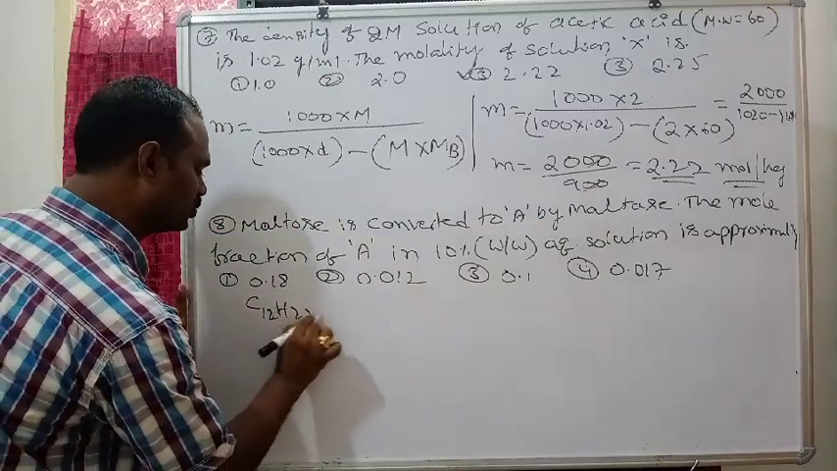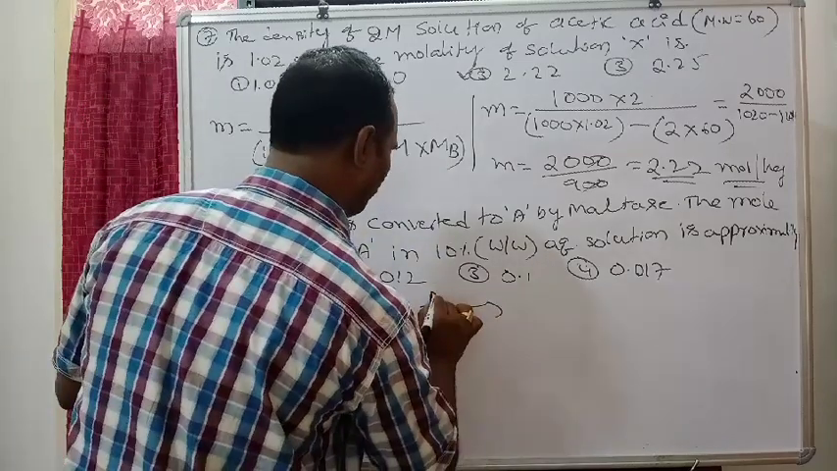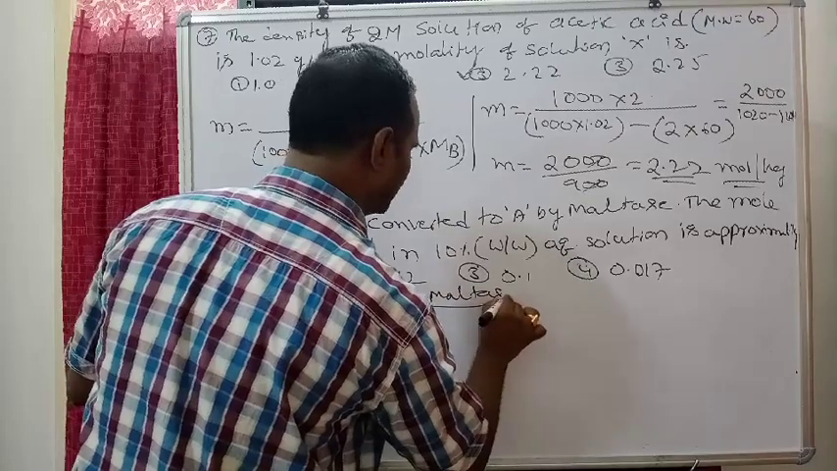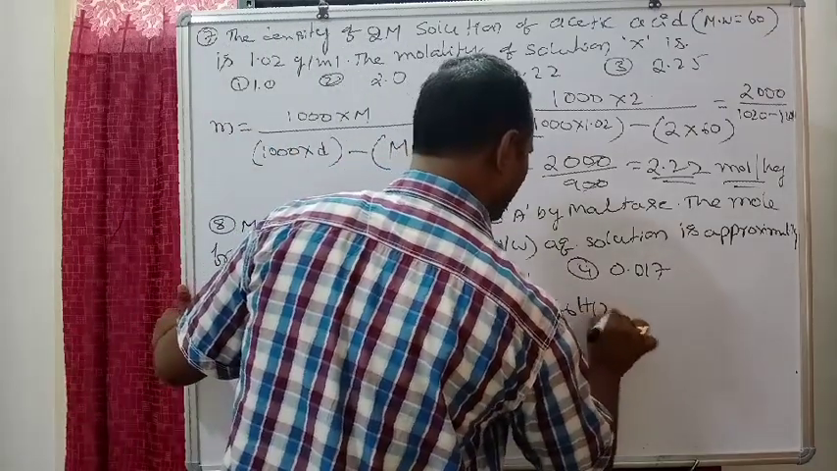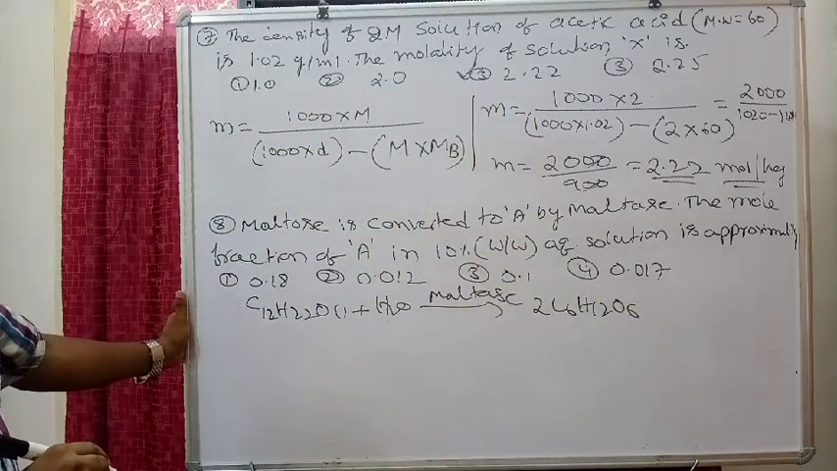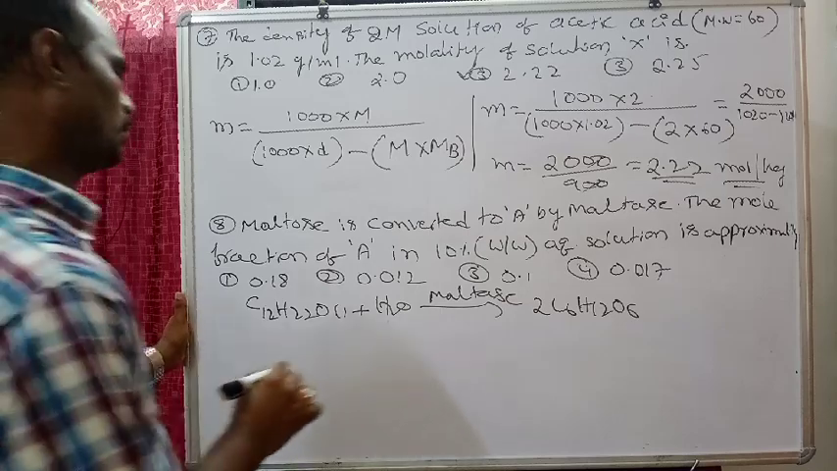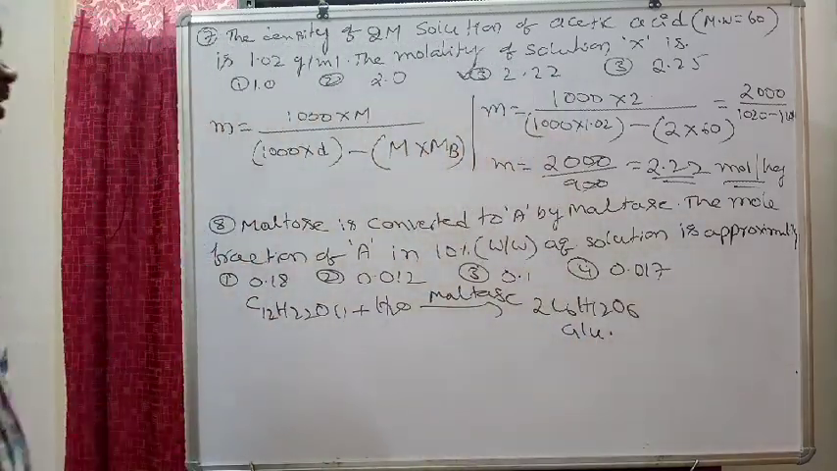For that problem, C12H22O11 plus water, with maltase, goes to C6H12O6. Is that clear? C6H12O6 is glucose. It is converting to glucose. Now come to the problem.